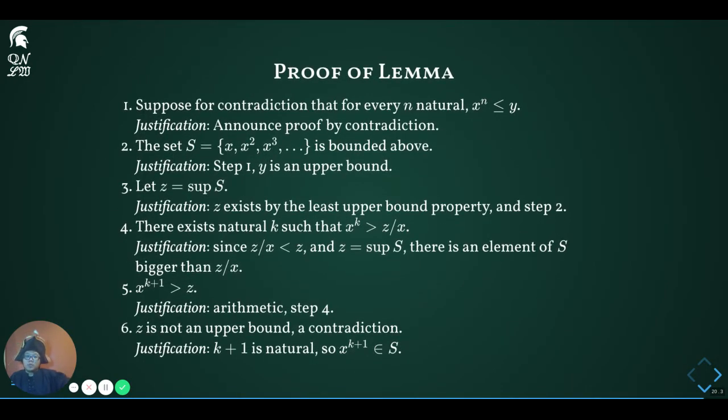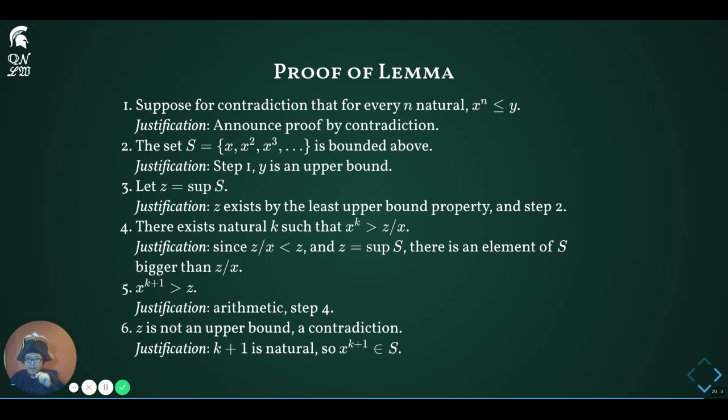Again, we assume for contradiction, just like in the proof of the Archimedean property, that the conclusion of the lemma is false. That is, y is at least as large as any power of x. This means that if we take the set S of all positive integer powers of x, this set has an upper bound y, and is thus bounded above. So to it, we can apply the least upper bound property. Remember, before using the least upper bound property, one of the hypotheses to be checked is that the set is bounded above. Call the least upper bound, or supremum, z.